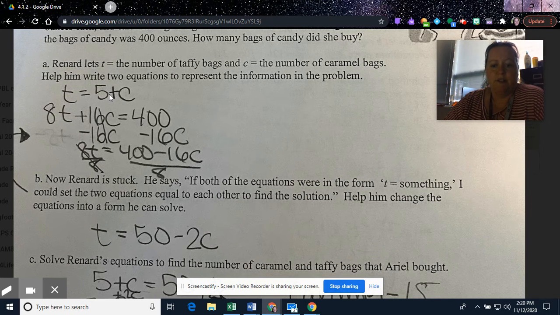Now, the second part says, so now he's stuck. If both of the equations were in the form t equals something, he could set the two equations equal to each other to find the solution. So help him change that into a form. So the first one already is t equals 5 plus c. And so what I did is I took the second equation to get t by itself, subtracted 16c from both sides, so 400 minus 16c equals 8 times t, opposite of times is divide. Keeping in mind, when you divide, you're dividing the whole side. So 400 divided by 8 is 50, and then you have minus, and then 16 divided by 8 is 2.